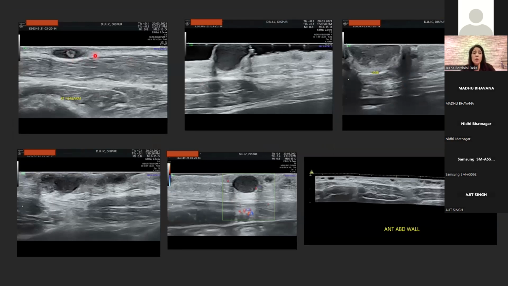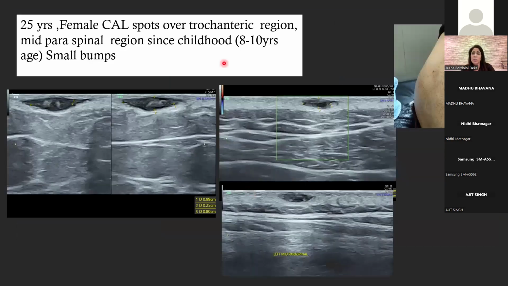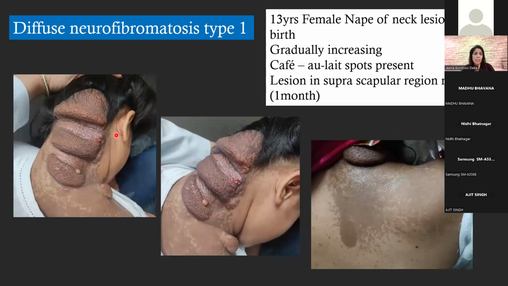So if we look at it, as mentioned before, whenever we see nerve tumors in the cutaneous region, the split fat sign is not visible. Another patient with multiple café-au-lait spots had small bumps in her trochanteric region. On ultrasound, we see that they were the typical cutaneous neurofibromas, discrete, and hence they were the localized variety. But this was a very interesting case which I came across.